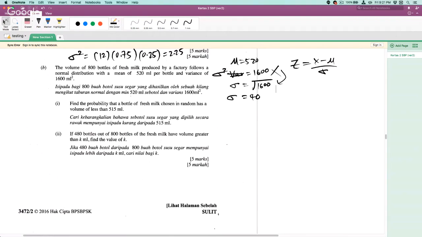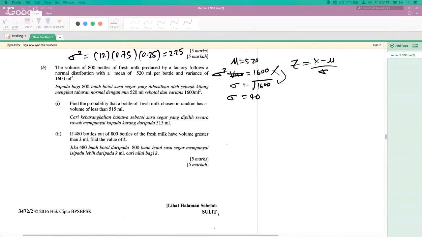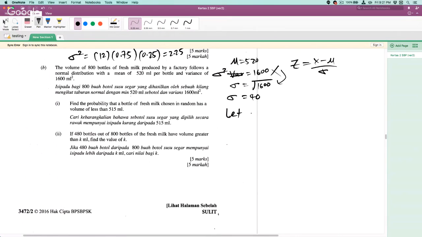All right, so, okay. Find the probability that a bottle of the fresh milk has a random volume less than 515 ml. So for this question, the first thing, maybe I let X equal the volume of the bottle. Then at least you know why I write like this. Normally I will just copy the first sentence, because this question asks you to find the volume of the fresh milk. So you can say the volume of fresh milk also. If you don't like the bottle, you can write fresh milk, just to make it easy to understand.